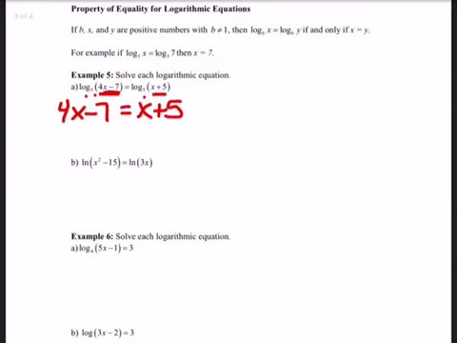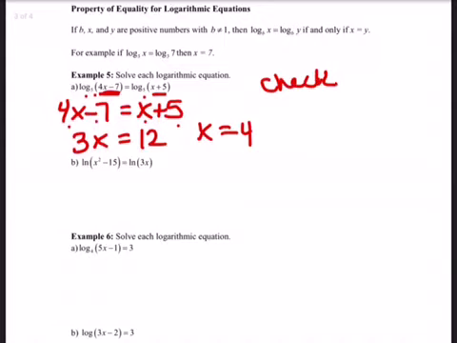So as long as I get out x values that make the stuff in the parentheses positive, that's considered a solution. So I'm going to subtract the x over to this side, so it's going to be 3x, and I'm going to add the 7 onto the other side. So I get x equals 4. So I just need to check and make sure that if I plug it in to the 4x minus 7 and the x plus 5, I get a positive number. I get 9 on this side, so that's good. 16 minus 7 is 9, so we're good. X equals 4 is the solution.